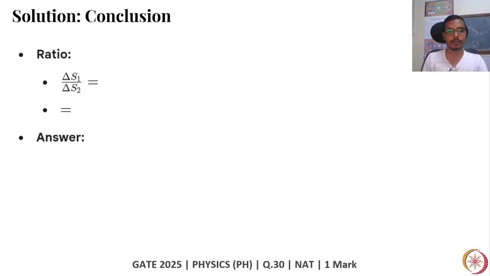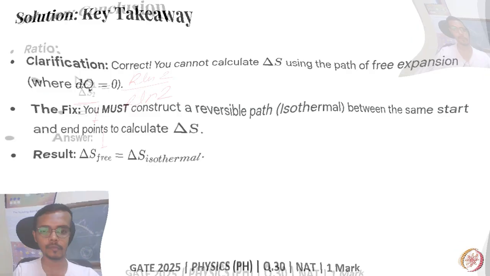Now let's conclude. Finally, we take the ratio delta S1 over delta S2, which is R ln 2 over R ln 2, as we saw for both cases. So we get nothing but 1. The answer is unity.